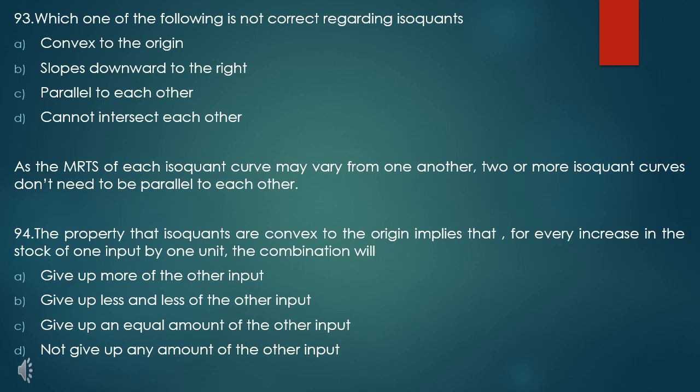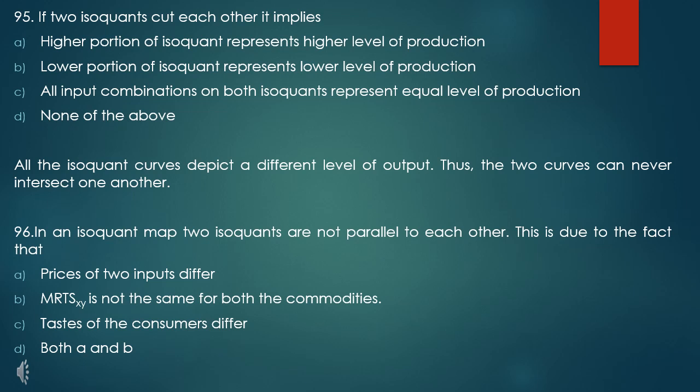Question number 94. The property that isoquants are convex to the origin implies that for every increase in the stock of one input by 1 unit, the combination will: give up more of the other input, give up less and less of the other input, give up an equal amount of the other input, not give up any amount of the other input.